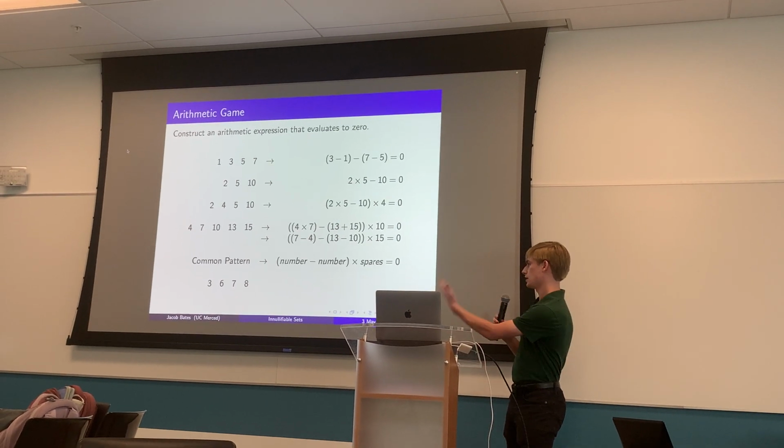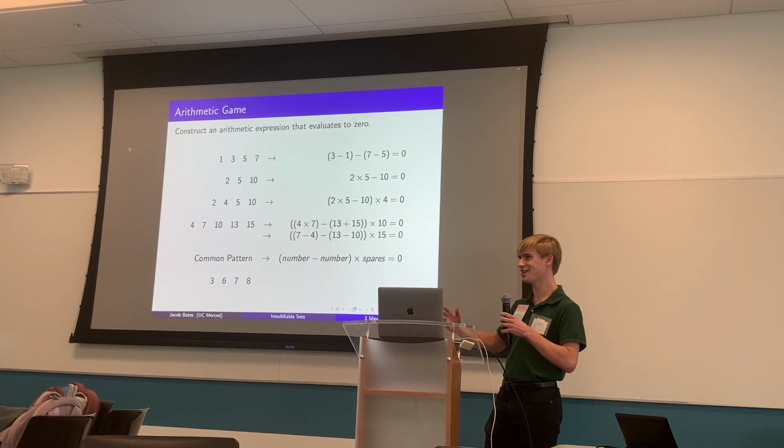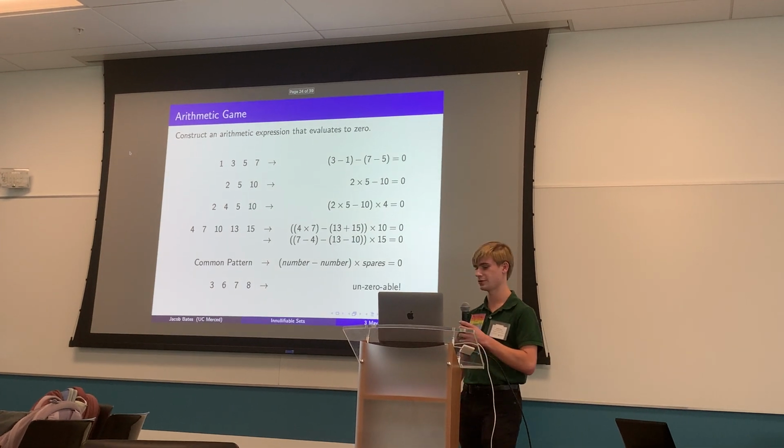And here's another example. If you try it, you can get 1, you can get 2, you can get pretty close, but you can't get 0. You can't get 0 with this example.